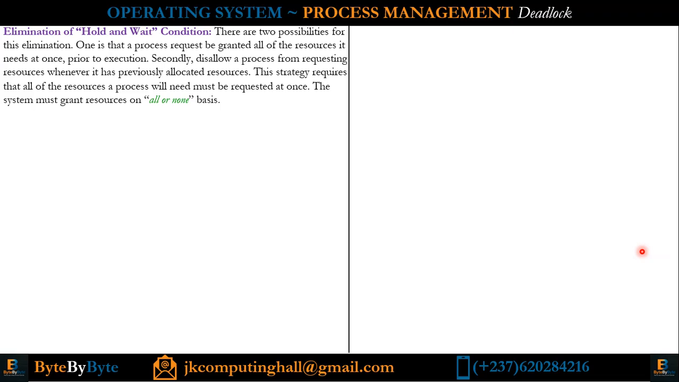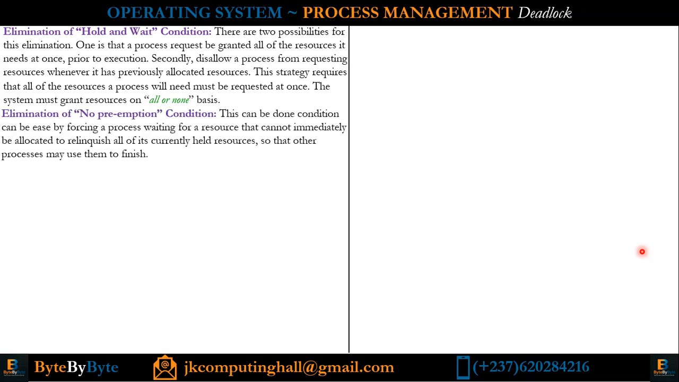when a particular process requests a resource, we allocate all the resources it needs in order to prevent hold and wait, in such a way that it will hold all the resources it needs and execute till termination. And secondly, we deny any request from a process which has been previously allocated resources. This strategy requires that all the resources the process will need must be requested at once. The system must grant resources on an all or none basis. It is either we allocate to you all the resources you need or we don't allocate any of the resources.